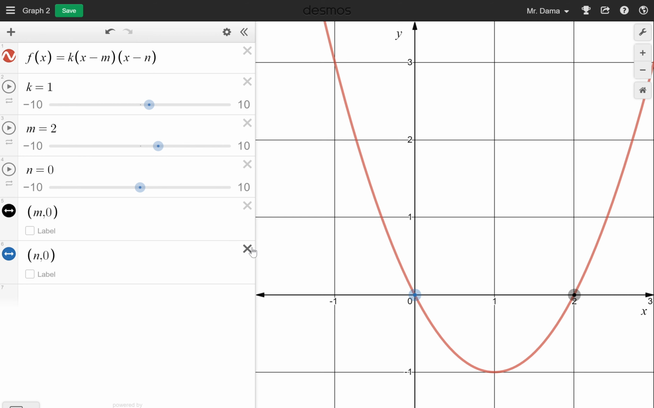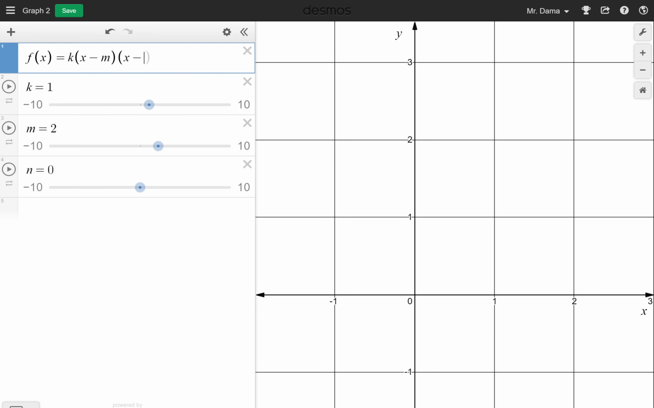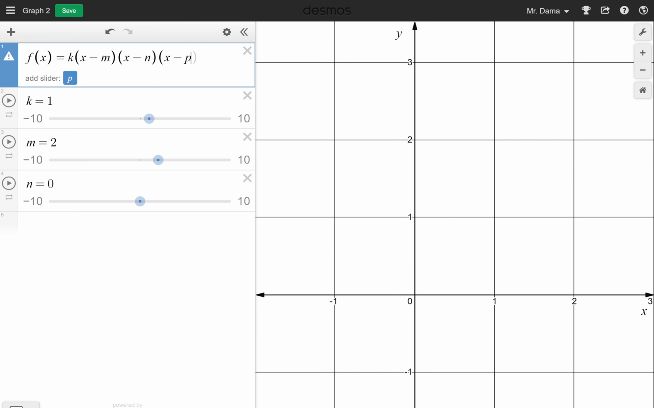Okay, but I'm going to get rid of these. I'm going to ask you, what would happen if I put another thing on the end of this? So I have x minus n. What if I did another letter? X minus another letter. X minus p. I'm not going to add the slider until you guys tell me what you think it will make.